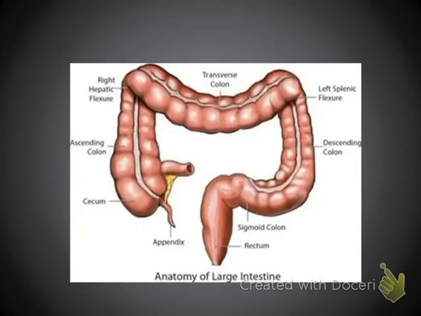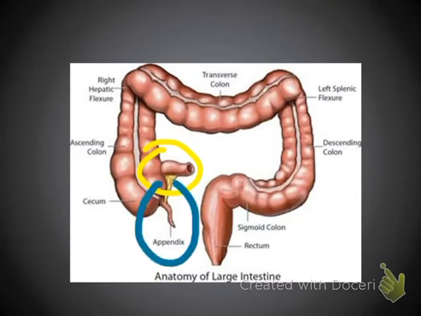Here's a larger view of the large intestine. I apologize for the haziness that may actually exist here, but just notice that once again we have several important parts. We have the ileocecal valve here, the appendix here, the cecum, which then leads into the ascending colon.